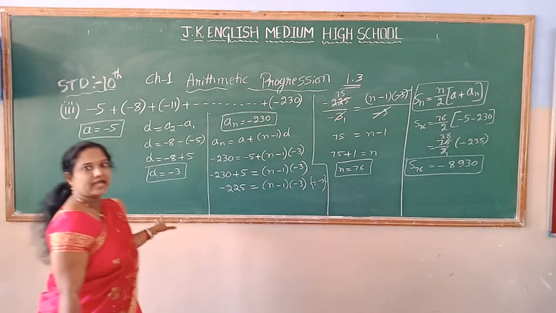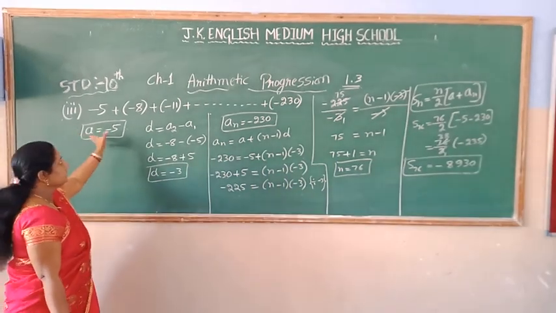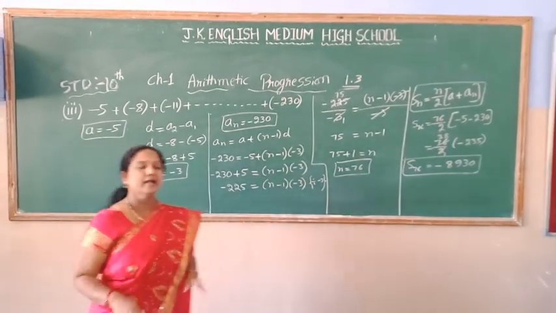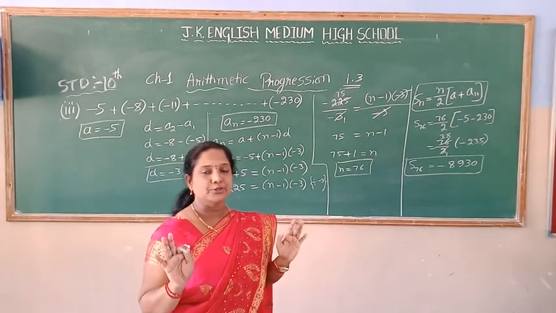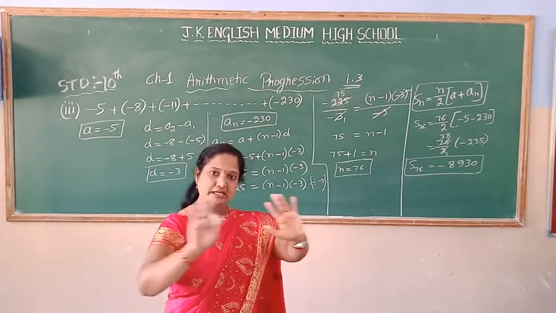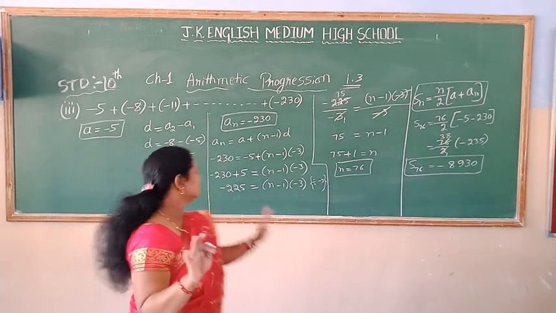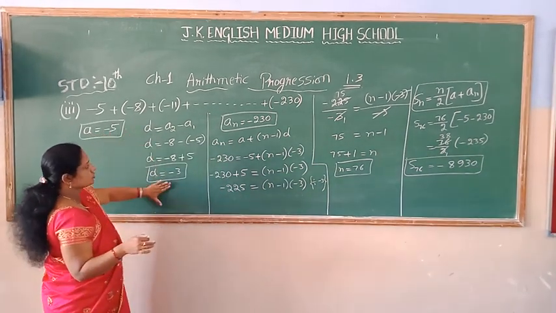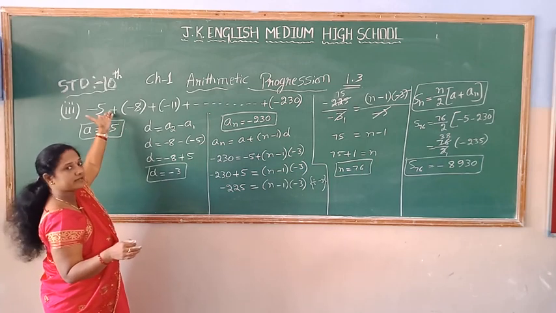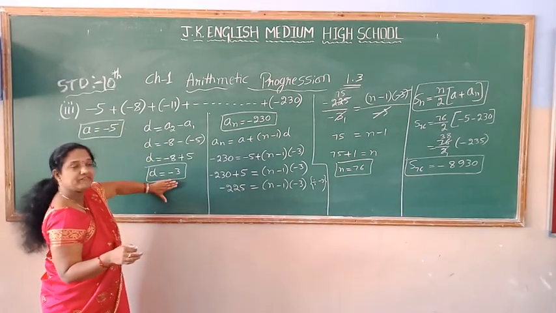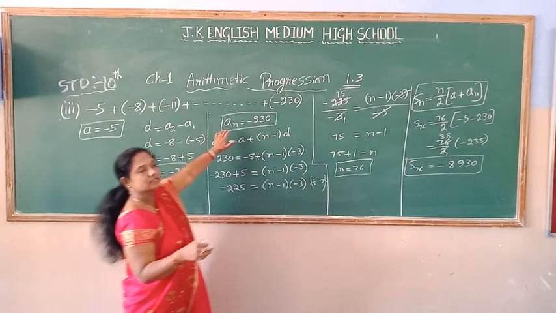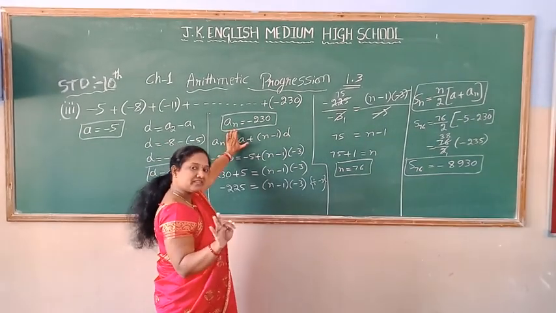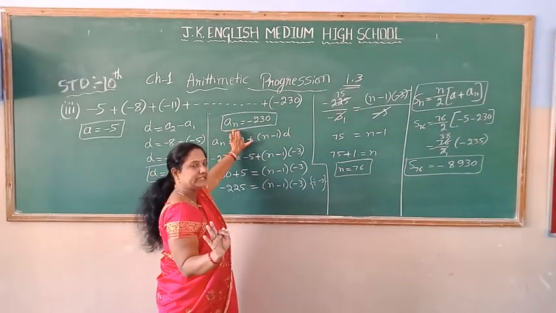So once again I am going to explain. The heading is the same: find the sum of this AP. Here all the terms are negative terms. Be careful. The first term is also negative, that is minus 5. The D value you also get negative if you subtract the first term from the second term. And the nth term is also negative. So the method is the same but the terms are negative.